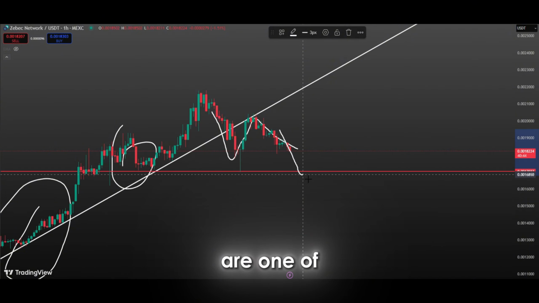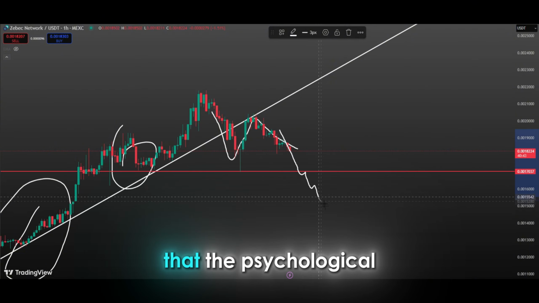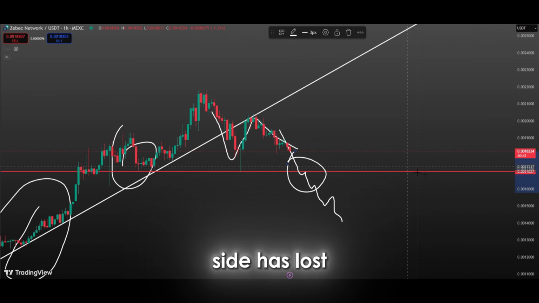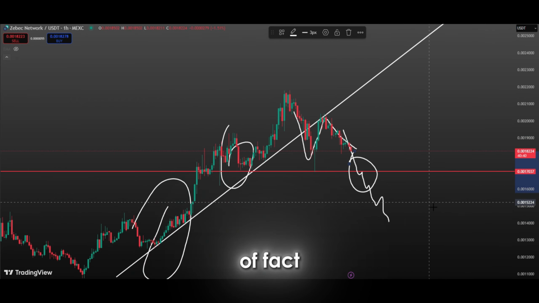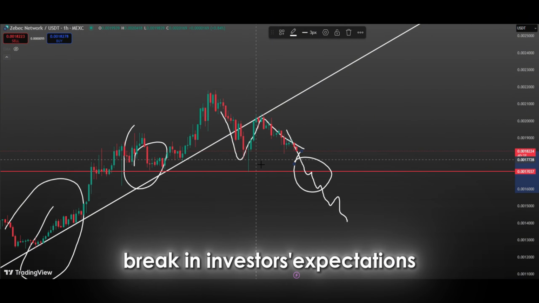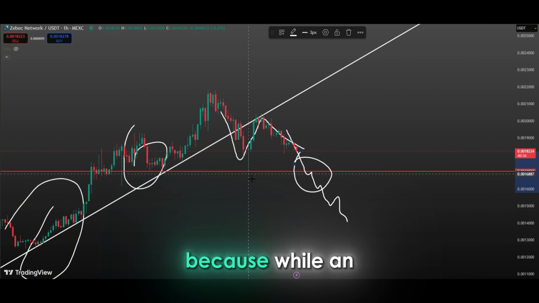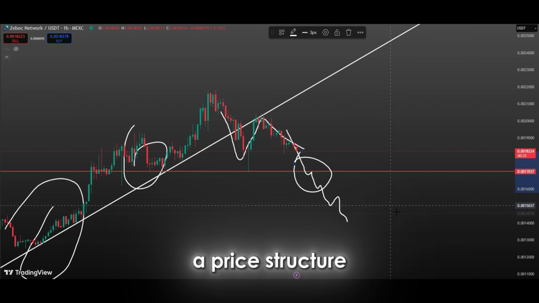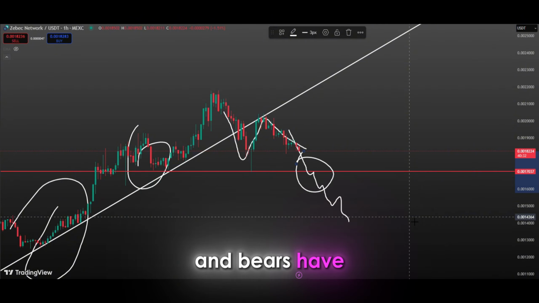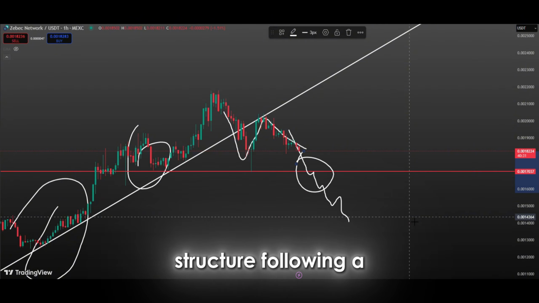Such trend breaks are one of the first major signals that the psychological balance in the market has been disrupted and the buy side has lost its power. As a matter of fact, this breakout is not only a technical break, but also a break in investors' expectations. Because while an uptrend represents a price structure controlled by bulls, a downward break of this trend indicates that sellers are now in charge and bears have started to have a say in the market structure.